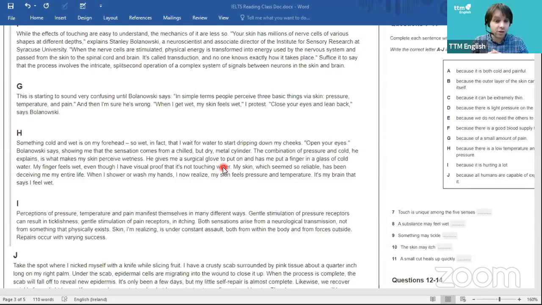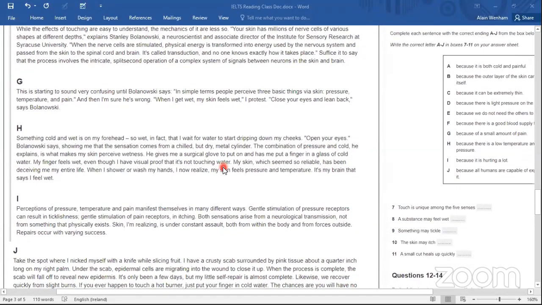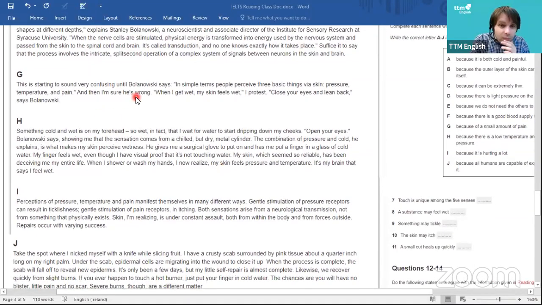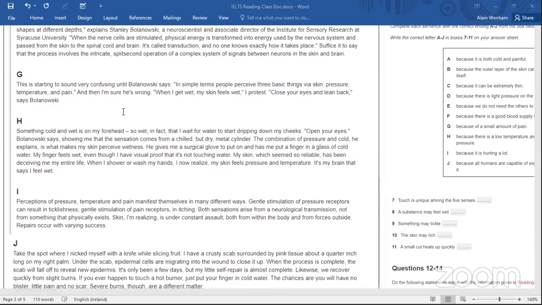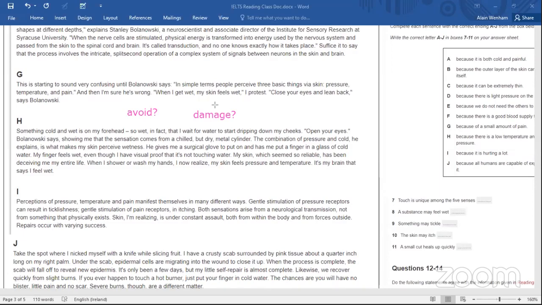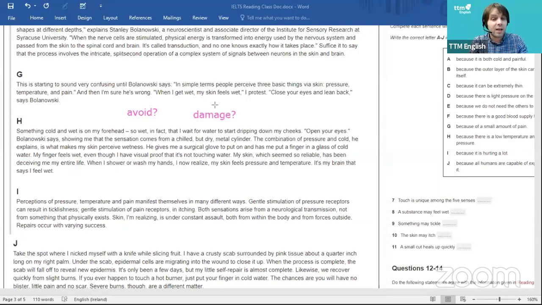Remember, it was damage to the skin. Damage to the skin. Sir, can we go ahead with G, sir? Pressure, temperature, and pain. G. Okay. So what's the synonym? Sir, the pressure, temperature, and pain. Okay, but we're looking for synonyms. Damage, sir. There's nothing. No, those are not good synonyms. Anyone else?